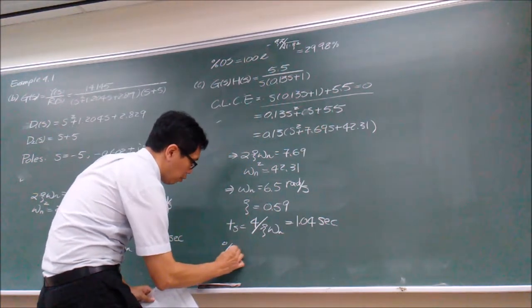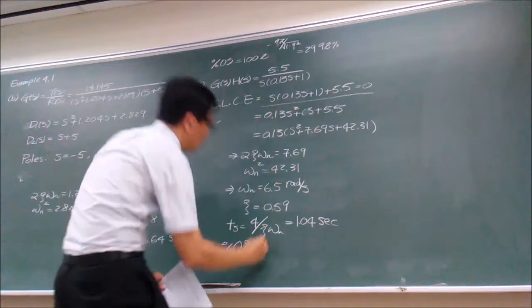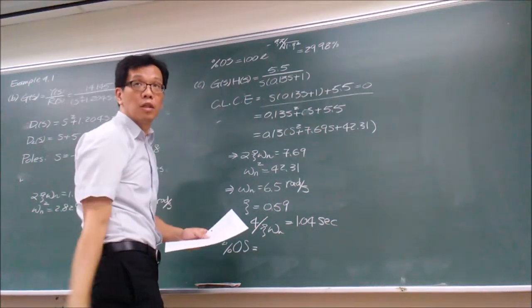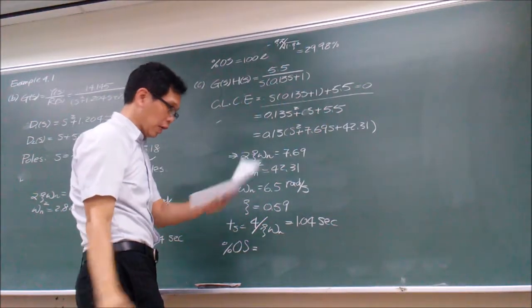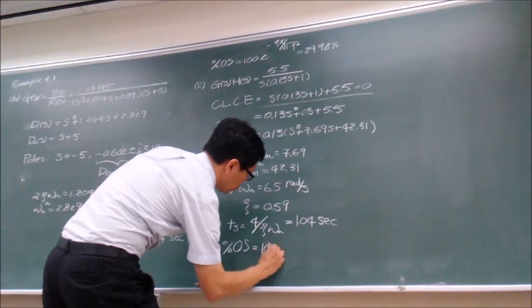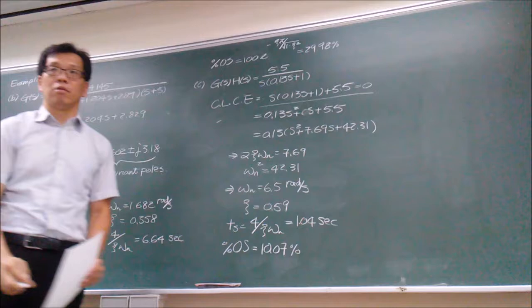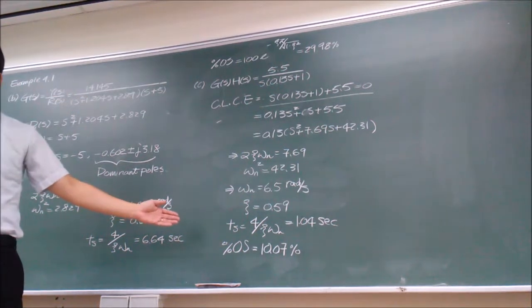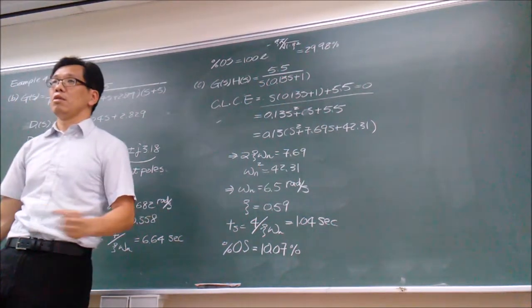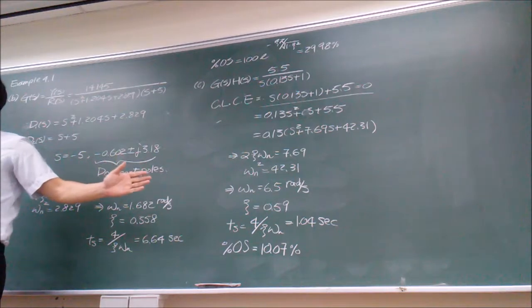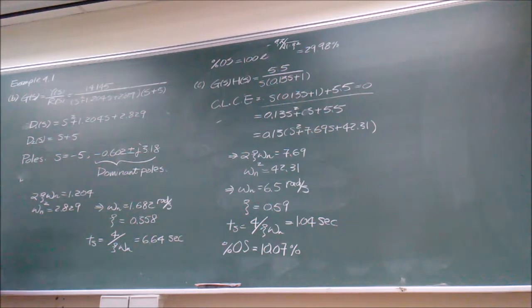For the overshoot, it is just adopting the same equation. In that case, you're going to find the overshoot is about 10%. So those are my answers. Is that straightforward? Any questions?